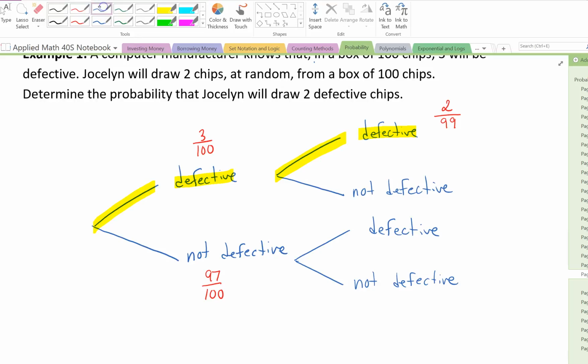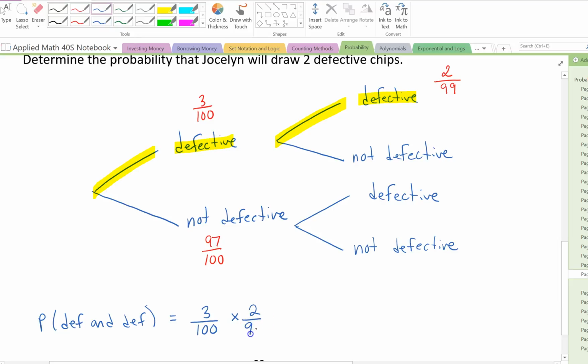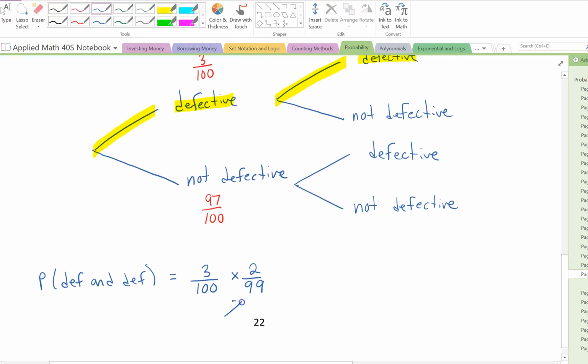So to figure out this probability, it's the probability of defective and defective, 2 of them being drawn. That would be 3 out of 100 multiplied by 2 out of 99. The 99 part and reducing the 2 from 3, that's the tricky part. That's where students get confused. But understanding that we're assuming that that first one is defective, so you only have 2 defective ones left, and you no longer have 100 chips in the pile, because you're holding one, you only have 99.